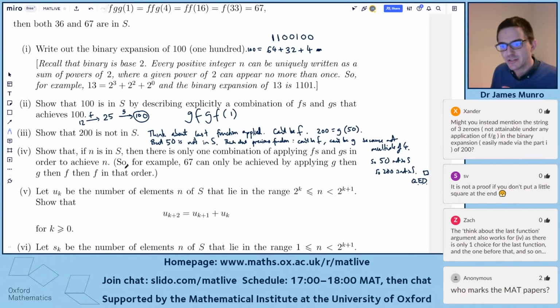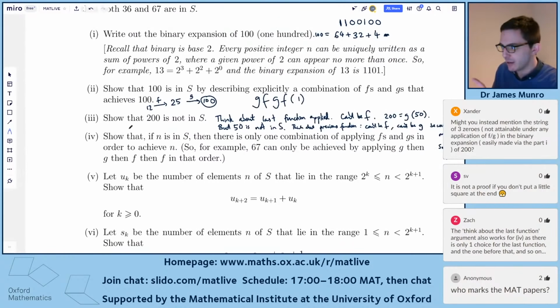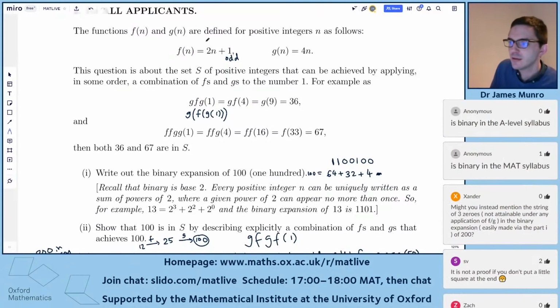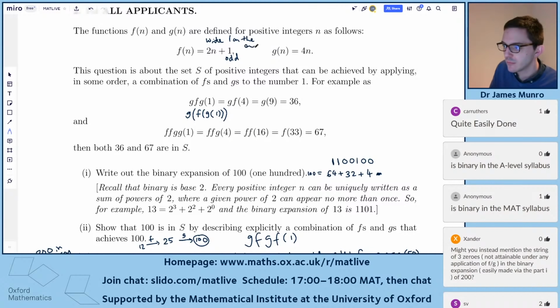In binary, 200 looks like this. And I can work this out quickly because 200 is twice 100, and doubling is easy in binary. But in binary, f and g are actually very simple functions. In binary, f just means write 1 on the end, because the doubling shifts everything along in binary, and then adding 1 writes a 1 on the end. And g of n, multiplying by 4, writes 00 on the end.